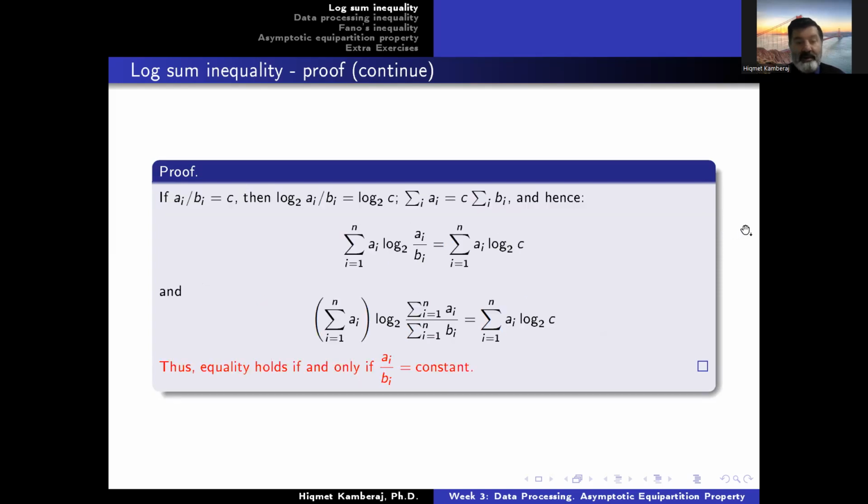Now let's prove the second part of the theorem. Consider ai over bi as a constant, let's say c. Then log base 2 of ai over bi is equal to log base 2 of c. Then the sum over i from 1 to n of ai is equal to c times the sum of all bi. Hence the sum over i from 1 to n of ai log base 2 of ai over bi is equal to the sum over i from 1 to n of ai log base 2 of c.